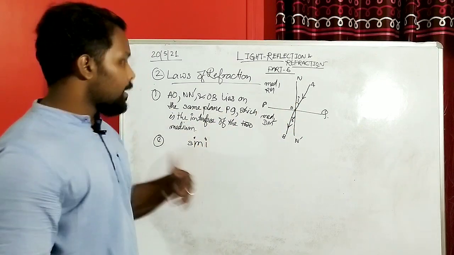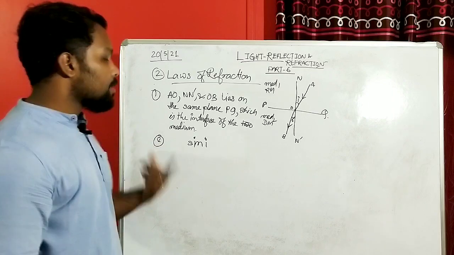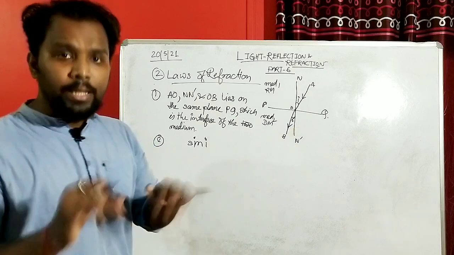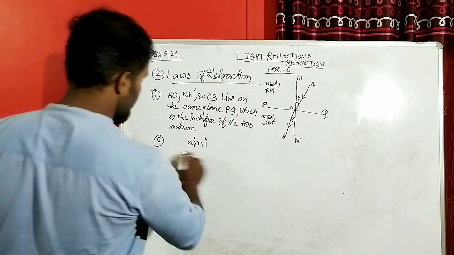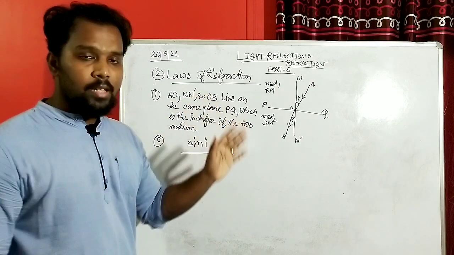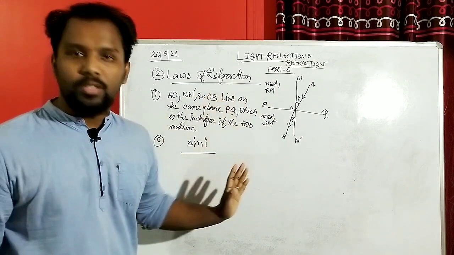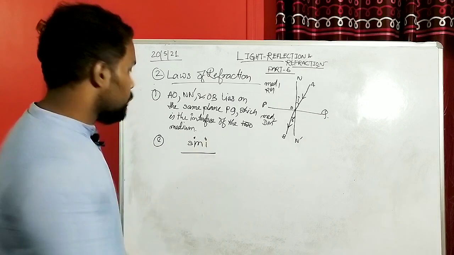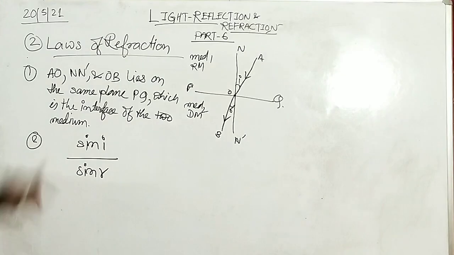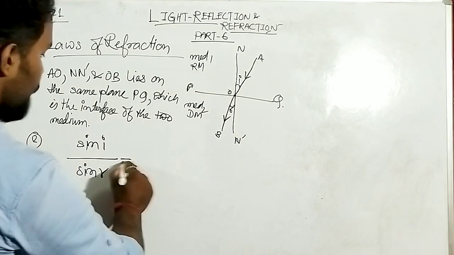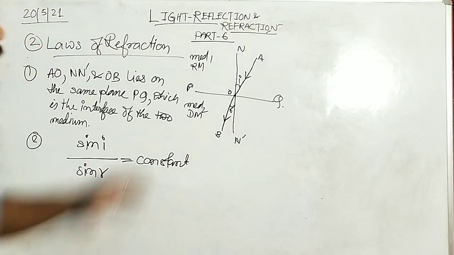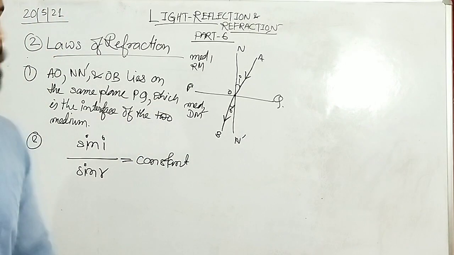What the second law says is that this ratio of sine of angle of incidence... Ratio means what? Division of two things, right? That law is saying that the sine of angle of incidence to the sine of angle of refraction, R is the refracted angle, so again the same thing, sine R. Sine I by sine R is always constant for a given pair of media, and for a given color.